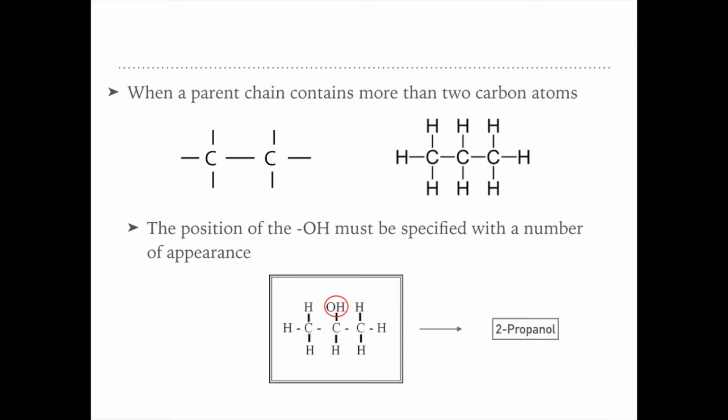When a parent chain contains more than 2 carbon atoms, the position of the OH must be specified with a number. As you can see here, there are 1, 2, 3 carbon atoms, making this propanol. Also, attached to carbon 2 is a hydroxyl group, making this 2-propanol.